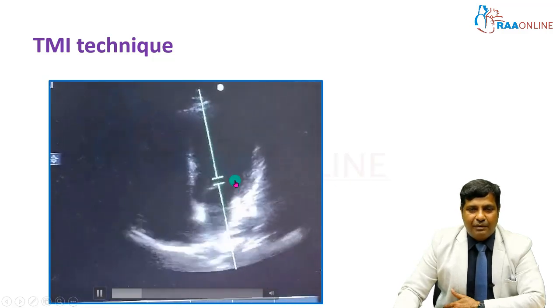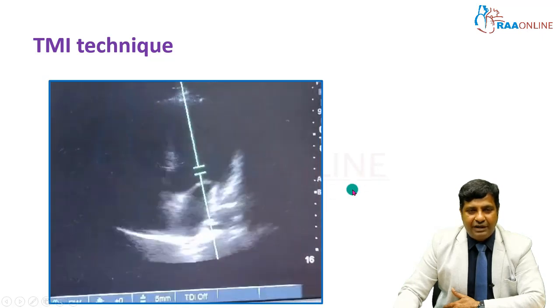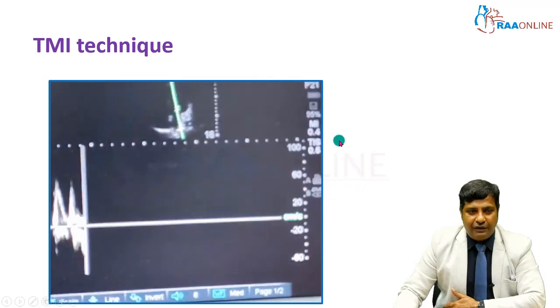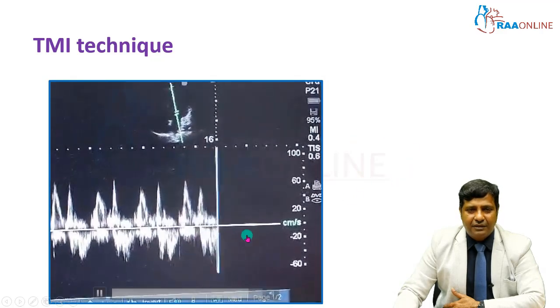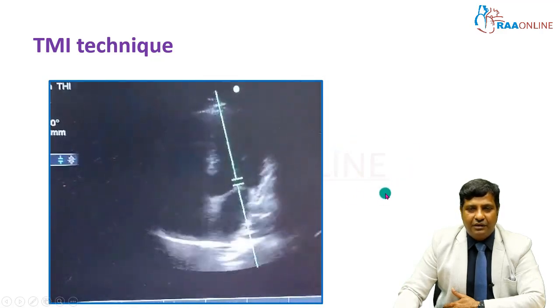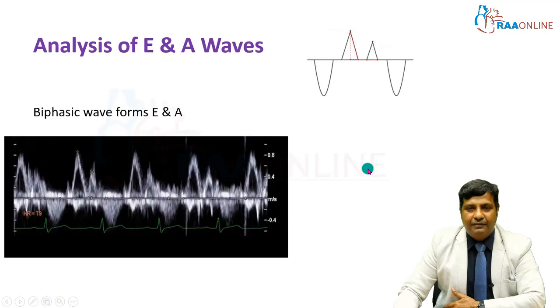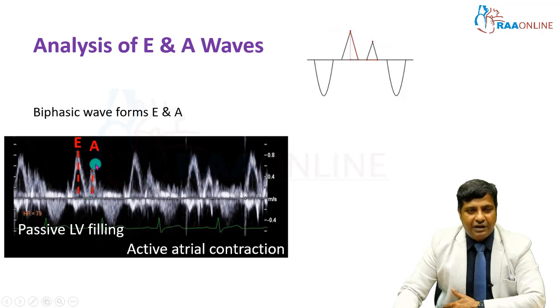See, once the sample volume is placed and the Doppler is activated, it gives bifid waves, something like this. Two waves are generated. Just like I said earlier, the first wave represents early filling and the second wave represents atrial contraction. The first one is the E wave, early filling. It denotes the passive LV filling, and the second wave is the A wave, which shows the active atrial contraction.